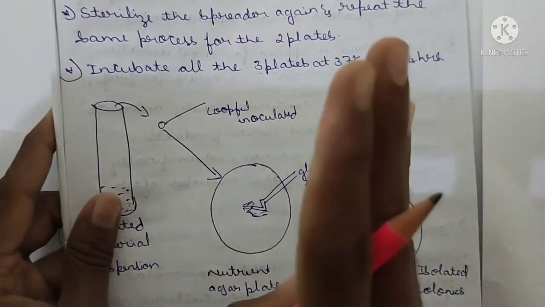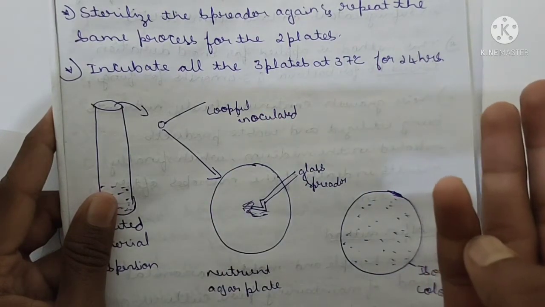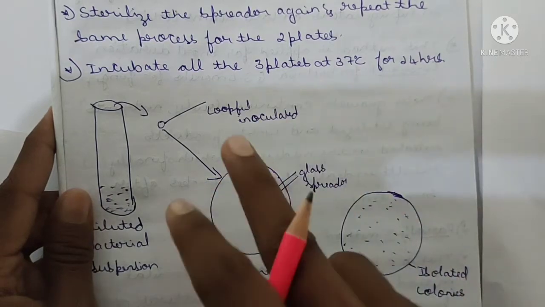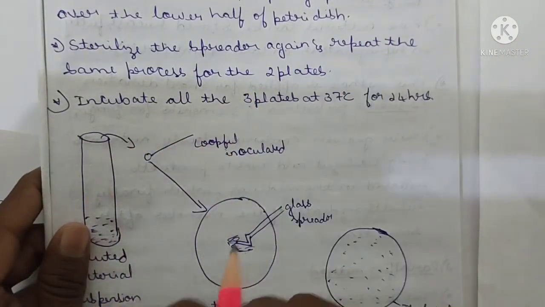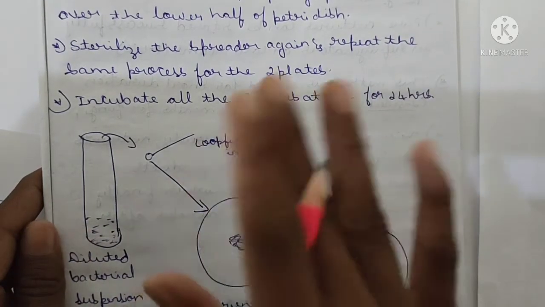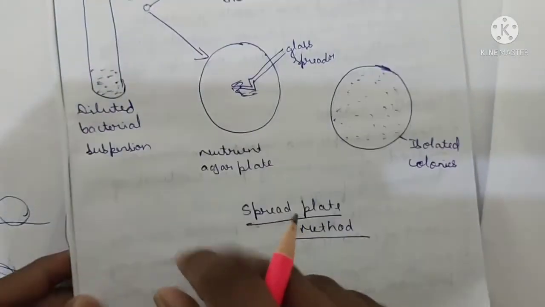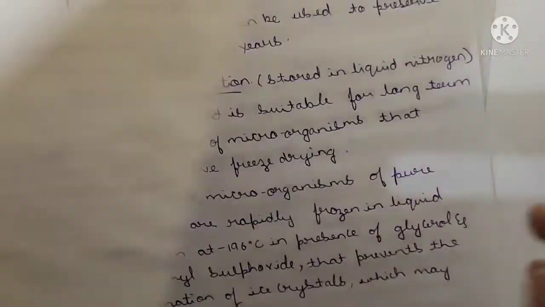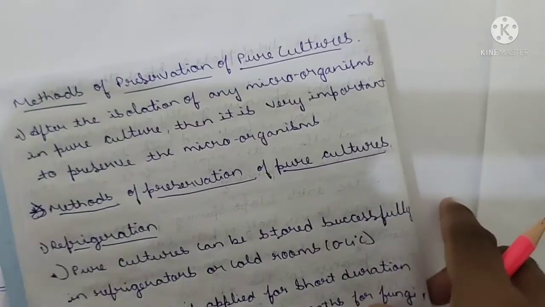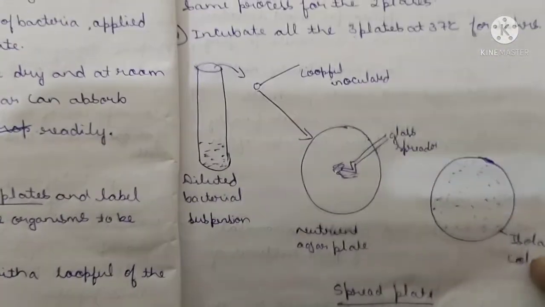We have taken three nutrient plates. Then again you have to sterilize that spreader. The same process should be continued for the next two plates. Then incubate all three plates at 37 degrees Celsius for 24 hours. We have to keep them in warm conditions at 37 degrees for 24 hours. After that we have to collect the respective microorganisms. Got it? How? After 24 hours.